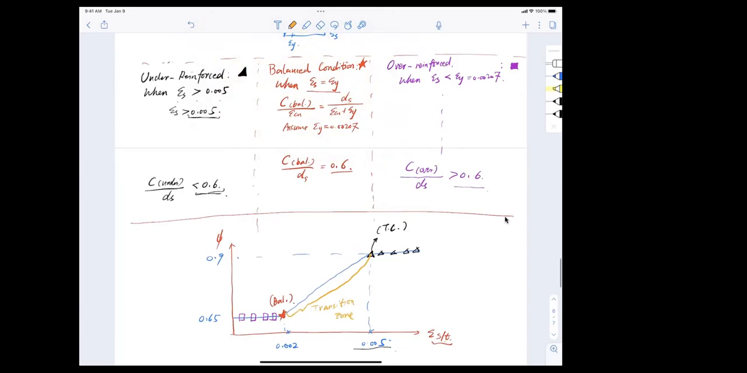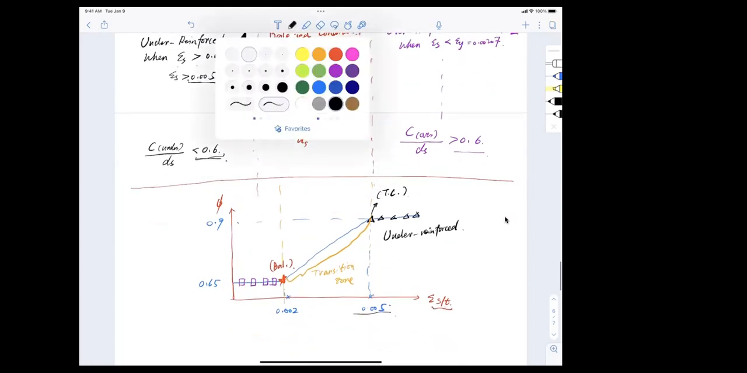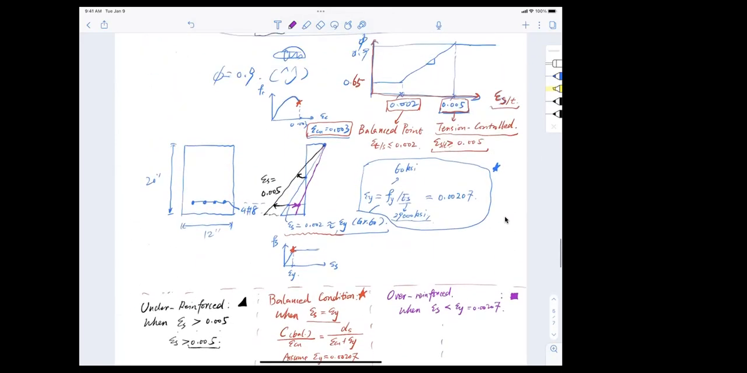Now if I do this, I can basically divide this whole thing in terms of phi into 3 zones. On the right-hand side, this is called under reinforced. Let me match the color, right? So this is the under reinforced zone. On the left, what color do I use? Purple. Great. So this is the over reinforced zone. In the middle is the so-called transition zone. All right, so which zone you are in really just depends on the strain in the steel. Now, coming back to the problem.